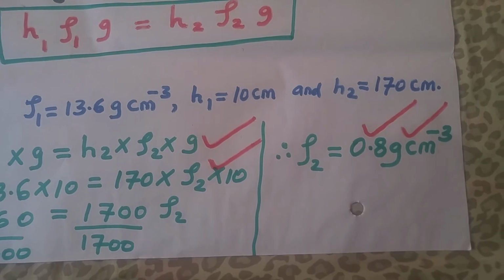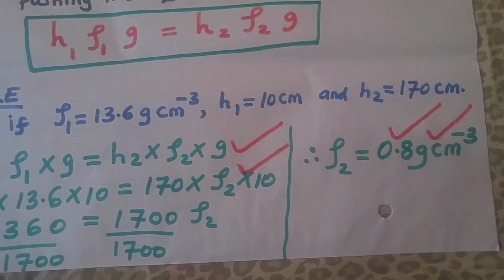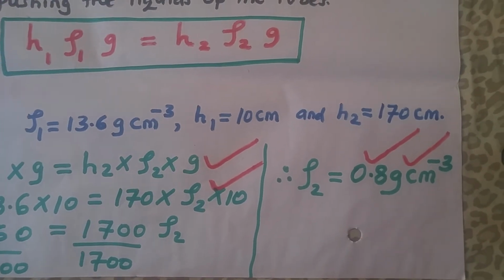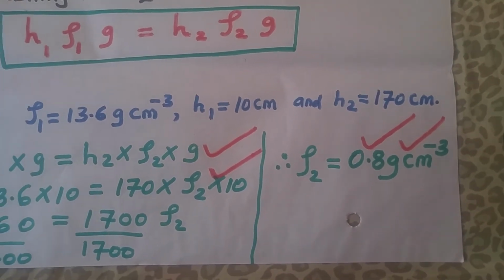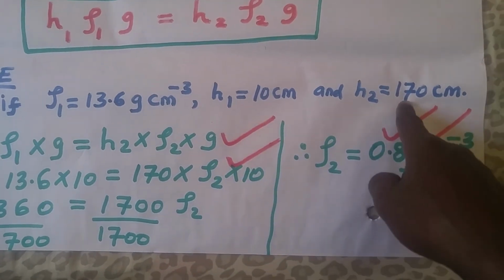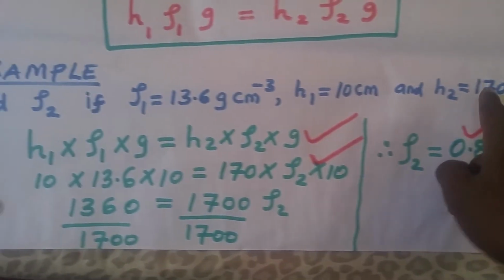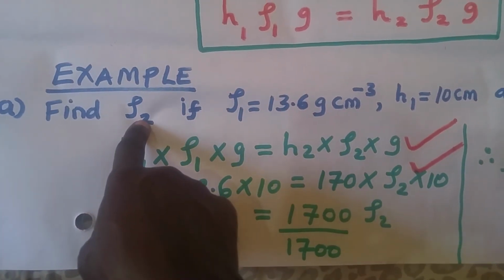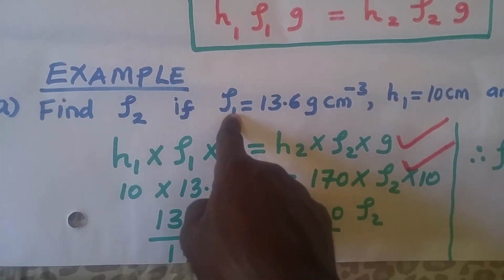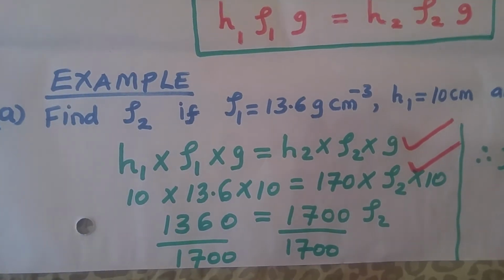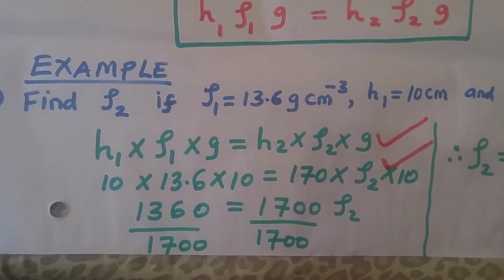grams per centimeters cubed. I want to remind you that the units for densities must be the same, and the units for heights must be the same. You see, H1 is in centimeters, H2 is also in centimeters. So what does that mean? Density 1 and density 2 must also have the same units. Since density 1 is in grams per centimeters cubed, density 2 can also be in grams per centimeters cubed.